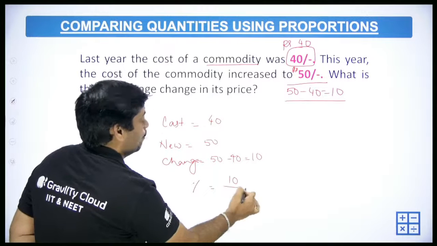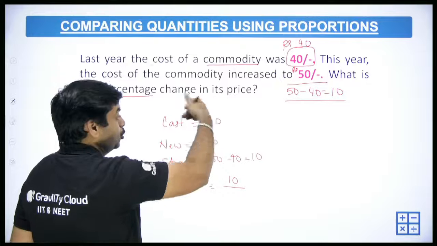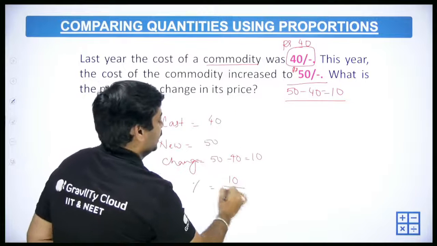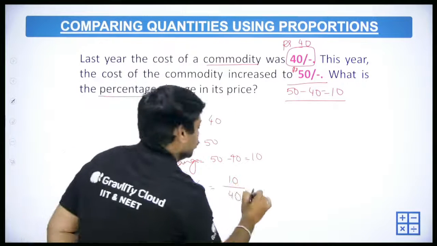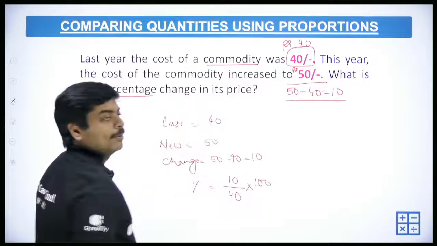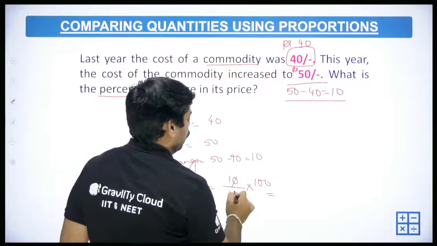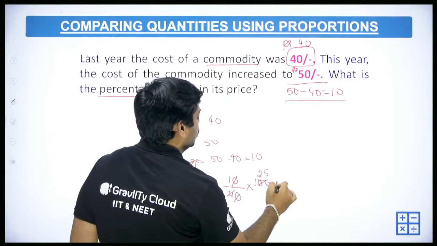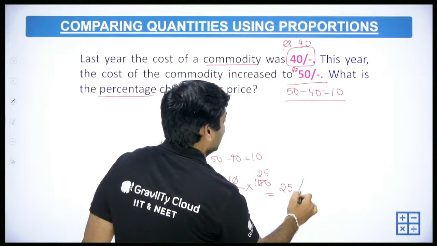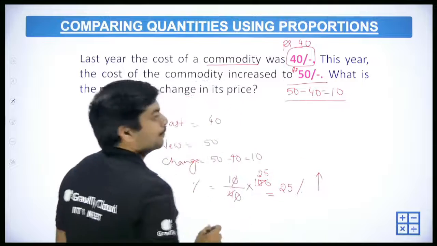The change is 10, by what is the actual cost it used to be before, 40. So 10 by 40, and that into 100, per every 100. So we multiply that with 100 percentage. Okay, so 0 and 0 get cancelled. 4 ones are 4, and 4 25s are 100. So the cost of the product is increased by 25%.